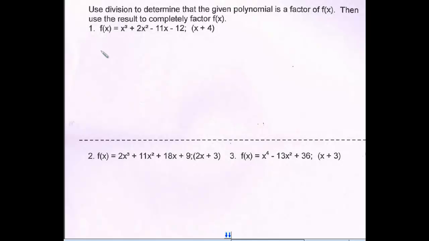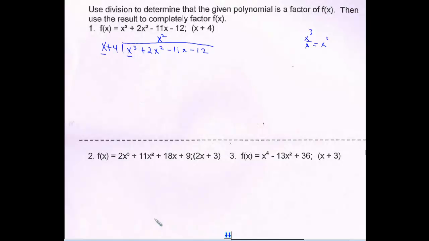Let's start by setting up our problem for long division. Remember, if there are any missing pieces in here, we need to account for it with a 0. But there's not. Now let's divide. Using the steps from yesterday, divide the first term into the first term. So x cubed divided by x is equal to x squared.